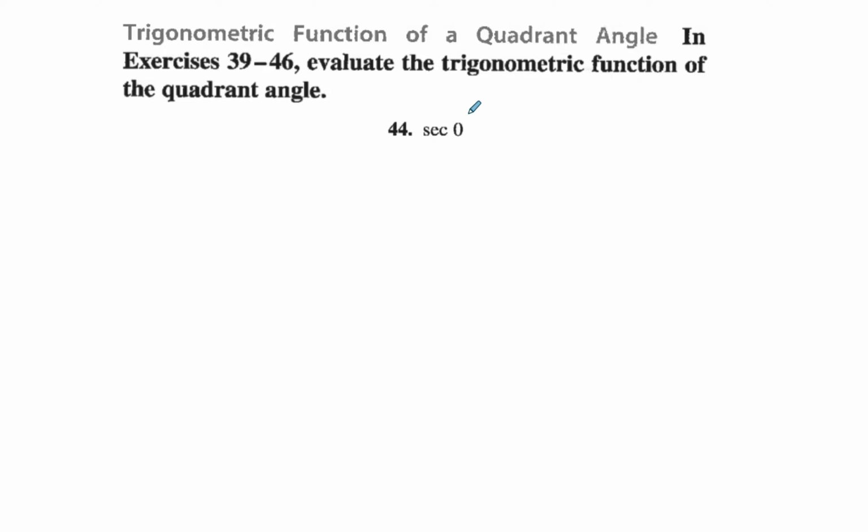Secant of 0, the quadrant angles. So secant is 1 over cosine of 0, right? So what is the cosine of 0? So the cosine of 0 is equal to 1. So that's 1 over 1, which means that the secant of 0 is equal to 1. Done.